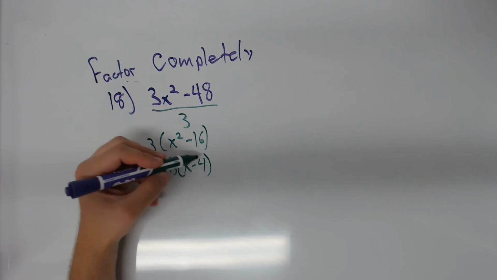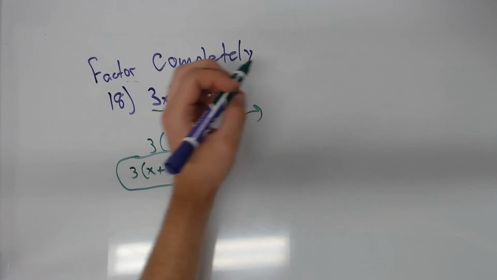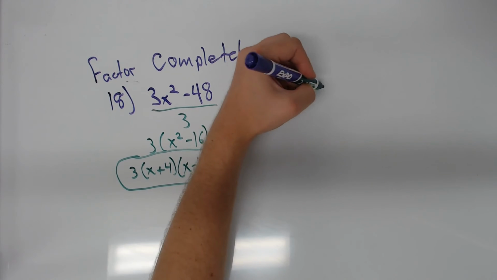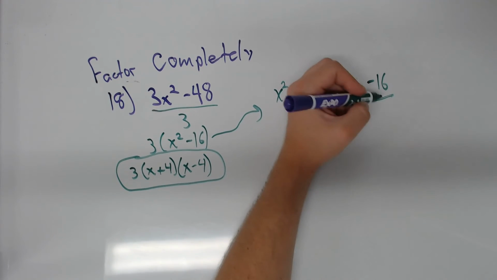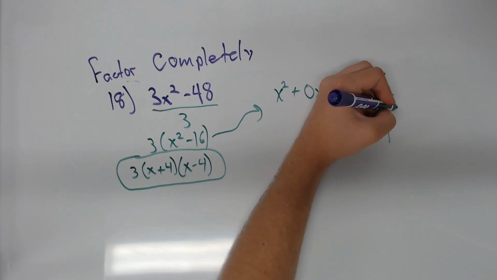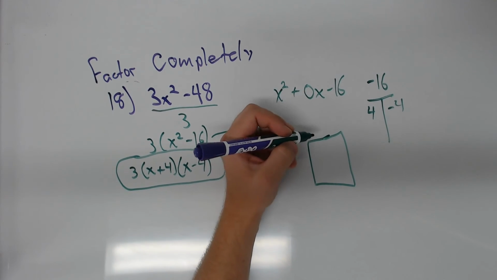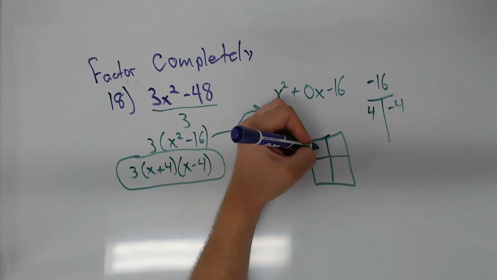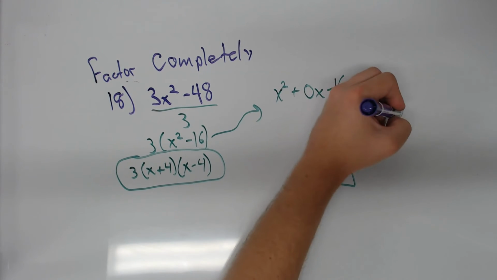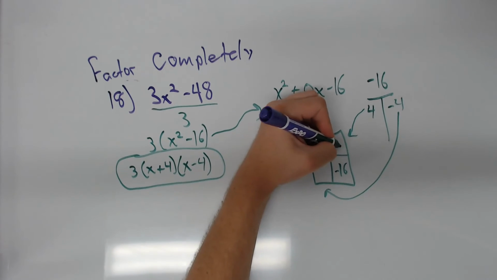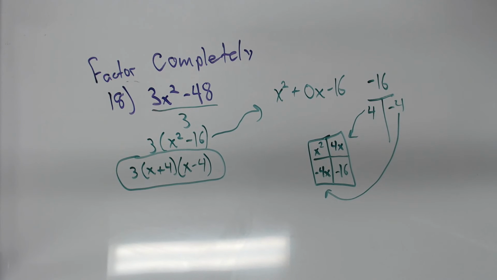So you can just have this memorized, or we can go over here and do the work and then rewrite it as x squared plus 0x minus 16 so we know what our b value is. And then we look for factors of negative 16 that add up to 0, and it comes out to 4 and negative 4. So then I'm going to make my box. I've got x squared here, negative 16 here, and then these two fill in these slots, 4x and negative 4x. And that makes sense because those would add up to 0x, just like in the equation.